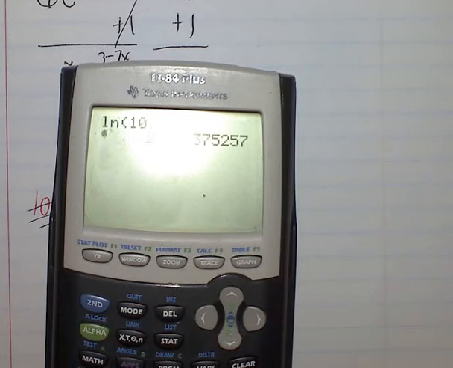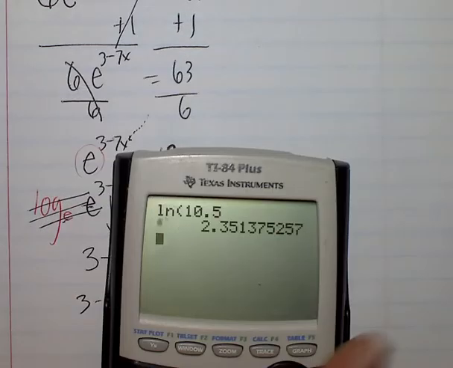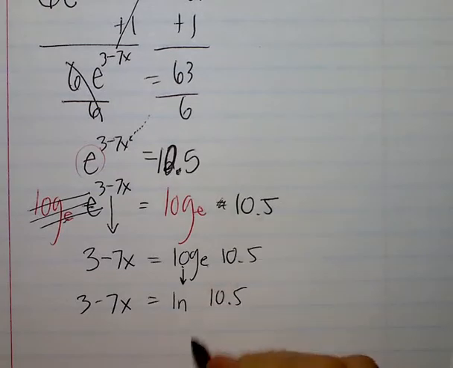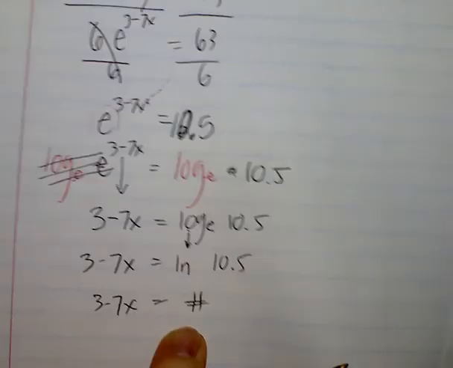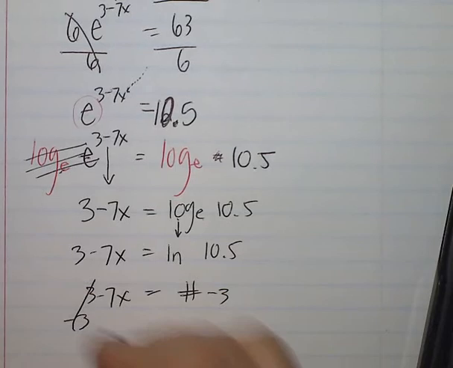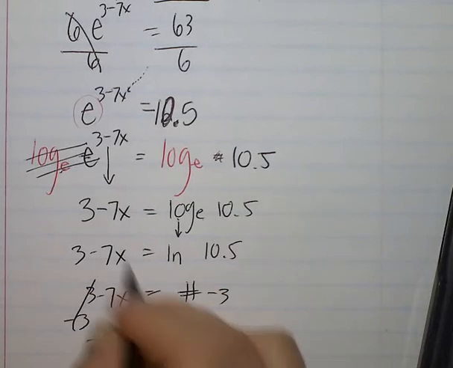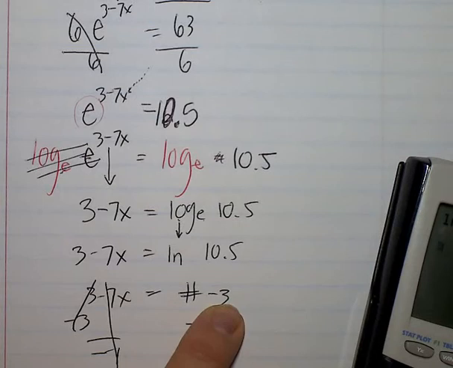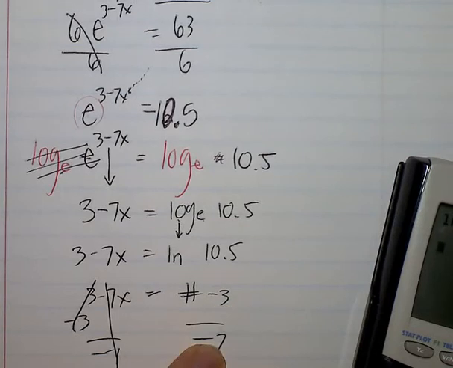We're not going to round, because I don't want to round and then round again. The more times you round, the less accurate your final answer is. So I'm going to leave this on the calculator. This equals some large decimal. To isolate the x, I'm going to subtract 3 from it, and then divide by -7. So on my calculator, I'm going to take this large decimal, subtract 3, press enter, and then divide by -7.